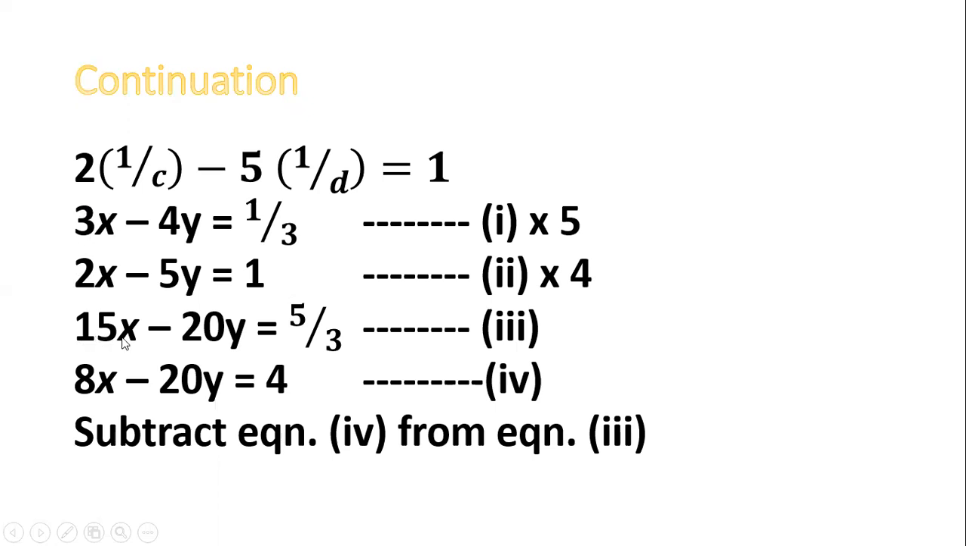So equation 1 by 5 gives us equation 3: 3x times 5, 15x, minus 4y times 5, minus 20y, equals 5 times 1 over 3, 5 over 3. That's equation 3. Then multiplying equation 2 by 4 gives us equation 4: 4 times 2x, 8x. 4 times minus 5y, minus 20y. Then 4 times 1, 4. So minus 20y and minus 20y, the same sign, like I said, I'll subtract. So subtract equation 4 from equation 3. That means I'm writing equation 3 before equation 4.